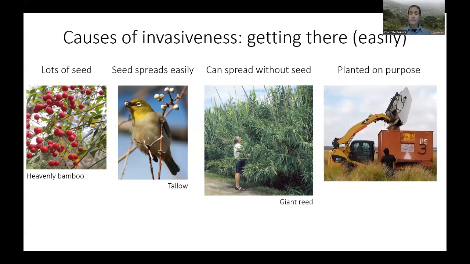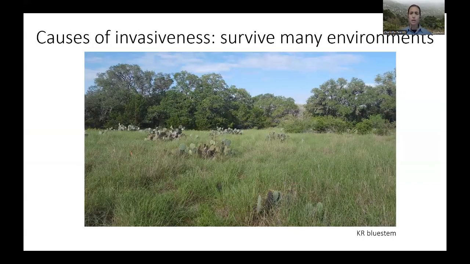And some invasive species are planted on purpose. You know, a lot of the Old World bluestems that we're dealing with were planted on purpose, and you can still go out there and buy seed and go plant a whole pasture full of KR bluestem if you want to. Another thing that invasive species have in their favor is that they can survive in many, many, many different environments. KR bluestem, for example, survives in almost any environment except for very shallow soils and very deep shade. And so basically, wherever it shows up, it's going to be able to grow.